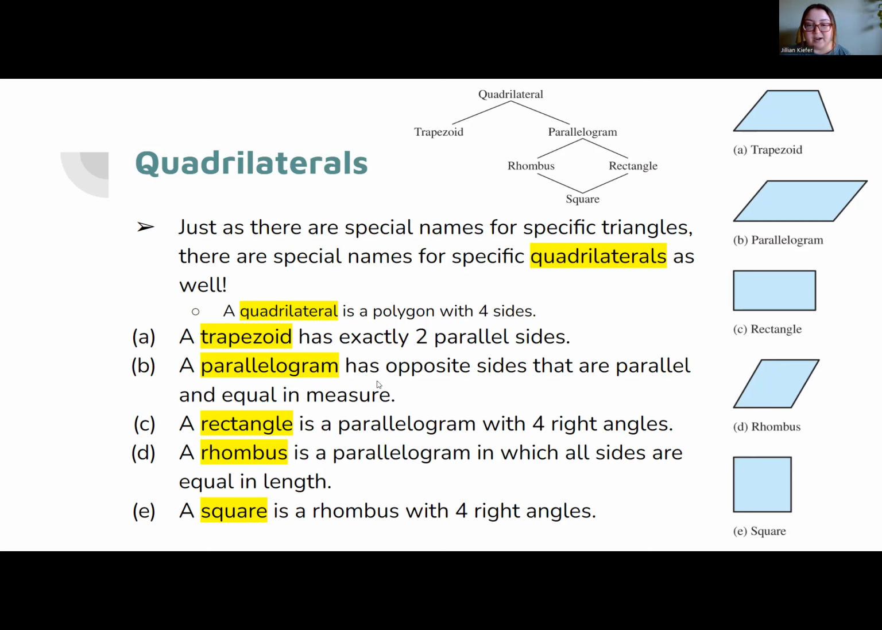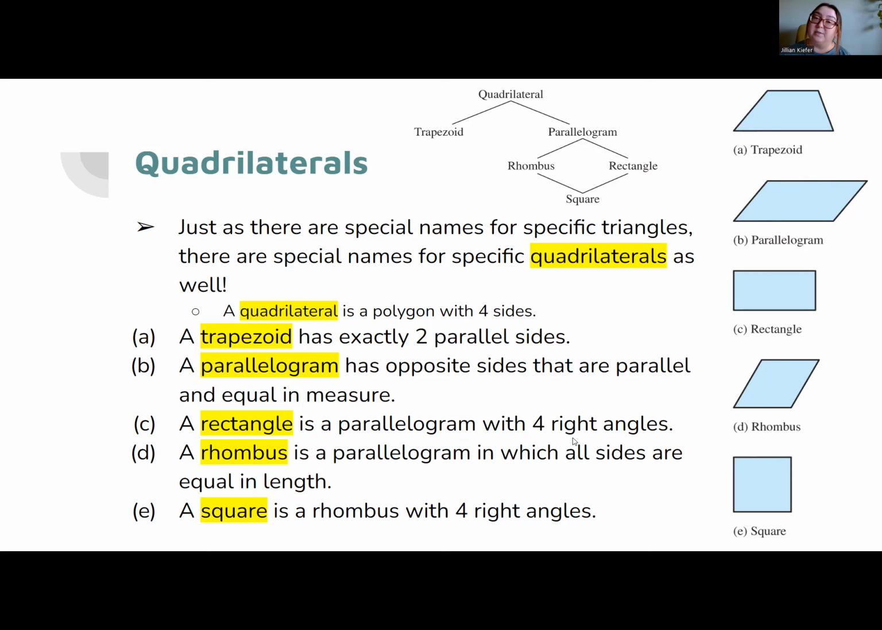A parallelogram has opposite sides that are parallel and also equal in measure. So the opposite sides are parallel with each other and they are the same measurements. We see they're kind of tilted here. A parallelogram is kind of like a slanted rectangle.